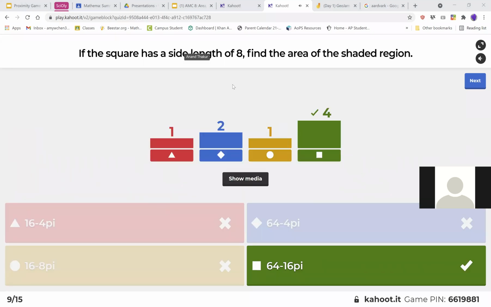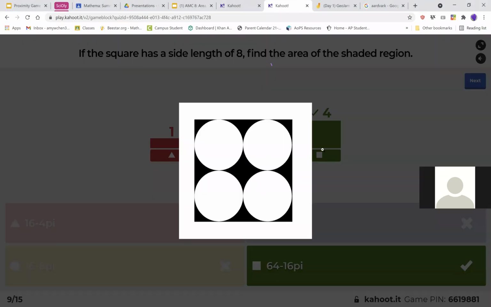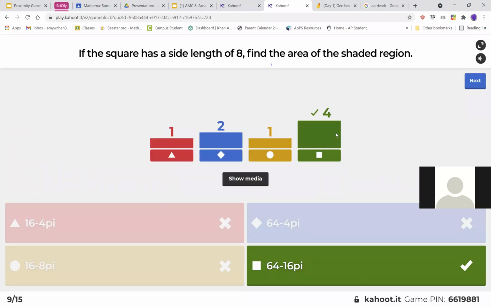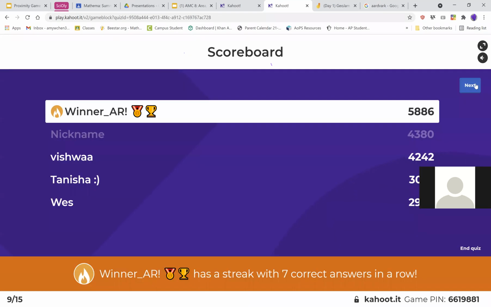Okay, side length of 8, so it'd be 64. And then each of the little circles has a radius of 2. So wait, would it be? Okay, maybe my brain's not working right now. It has a radius of 2. Yeah. Okay, so then it becomes like 4 pi and then that times 4. All right.